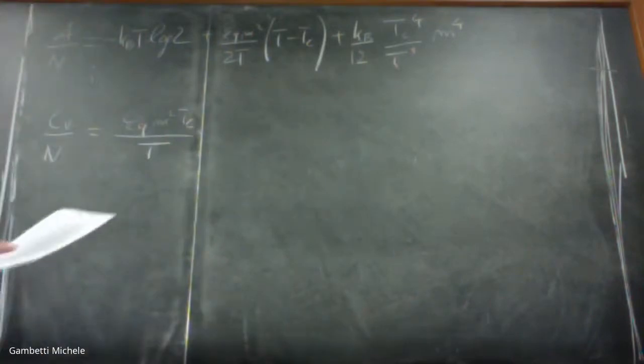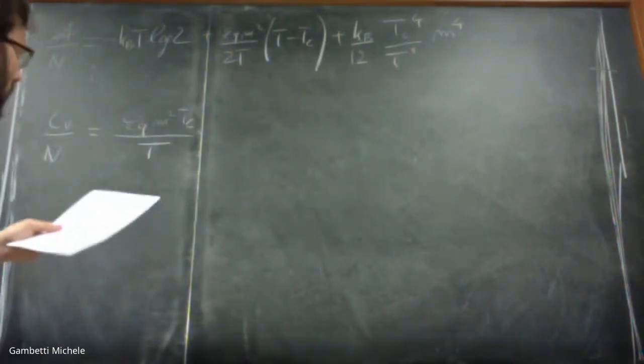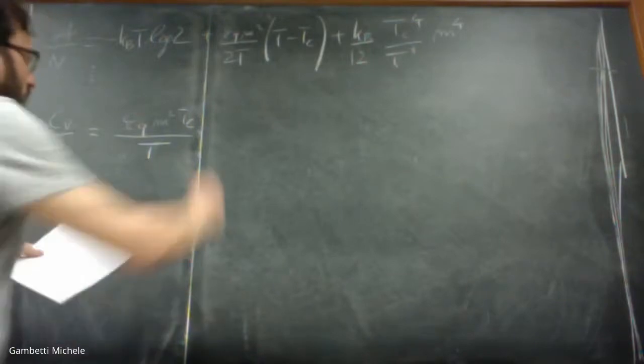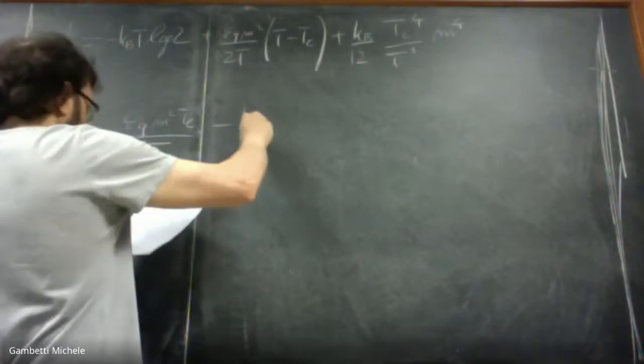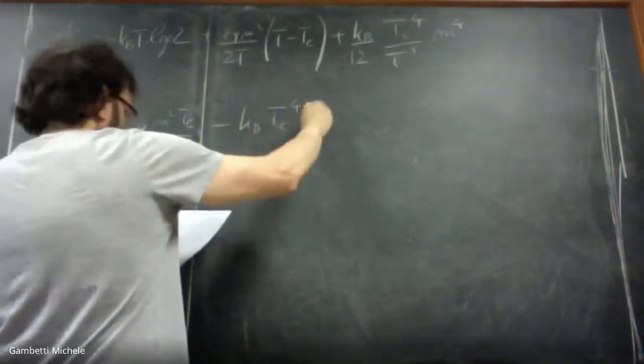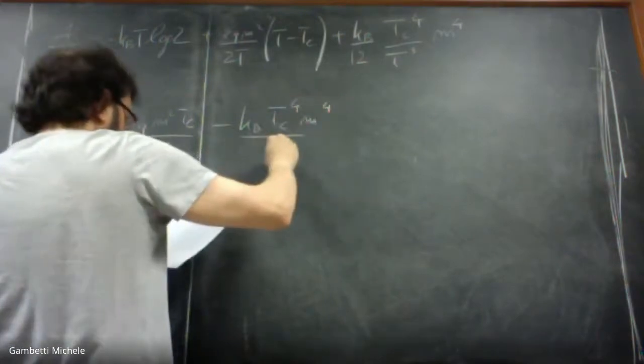Let's see, so one is that: epsilon qm squared tc minus kb tc to the power of 4 m to the power of 4, and not t cubed.